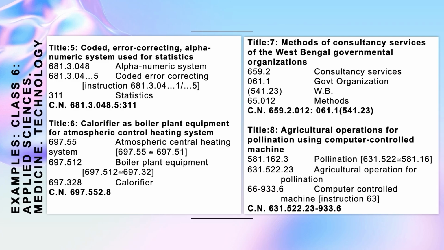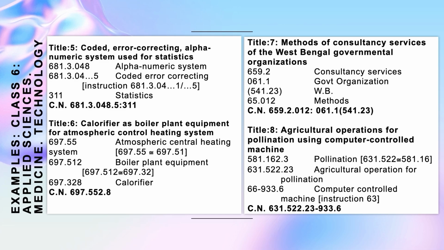So consultancy service 659.2, government organization 061.1, West Bengal within parenthesis 541.23, method, that is special auxiliary under 65. So the class number will be 659.2.012 colon 061.1 within parenthesis 541.23. Then title 8, agricultural operation for pollination using computer controlled machine.